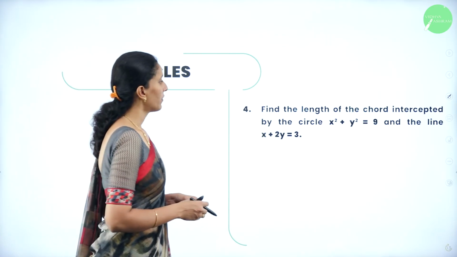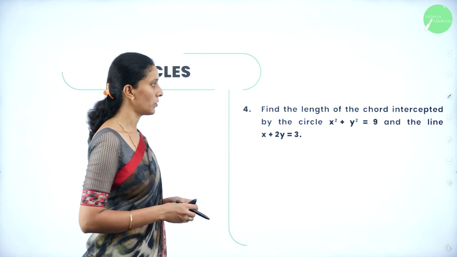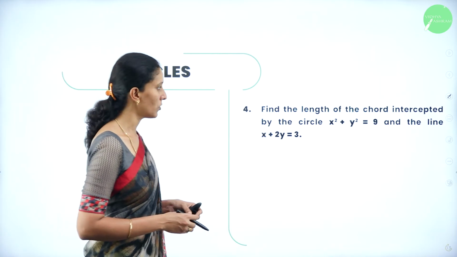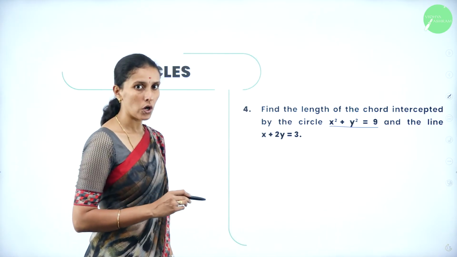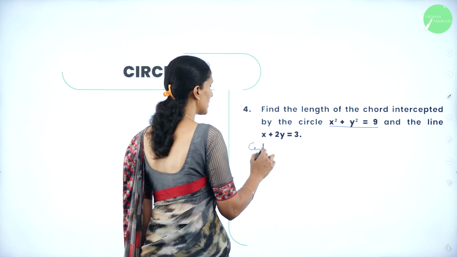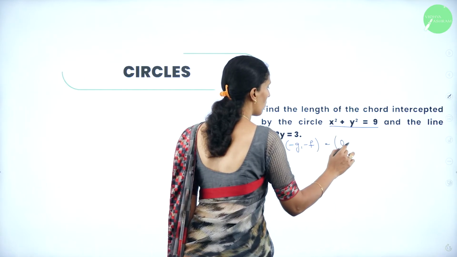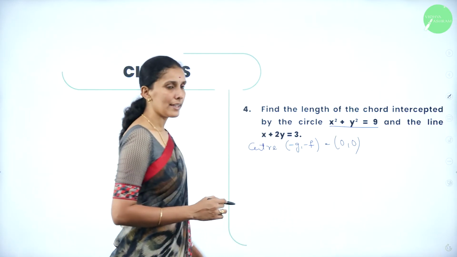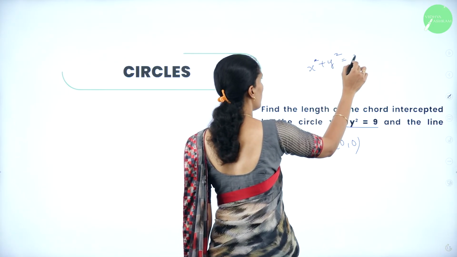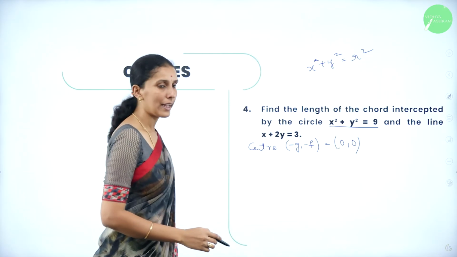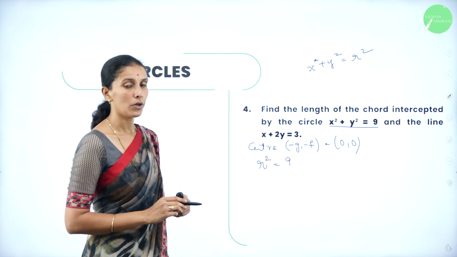Next, we have: find the length of the chord intercepted by the circle x square plus y square is equal to 9 and the line x plus 2y is equal to 3. So, this is the equation of the circle with center as origin. So, therefore, the center of the circle minus g comma minus f can be taken as 0 comma 0. And radius is, this is in the form of x square plus y square is equal to r square. So therefore, what I can take here, r square is equal to 9. That is, radius is equal to 3.